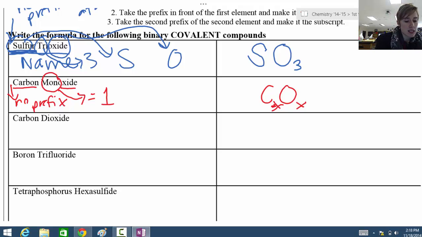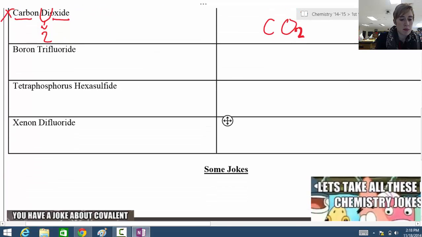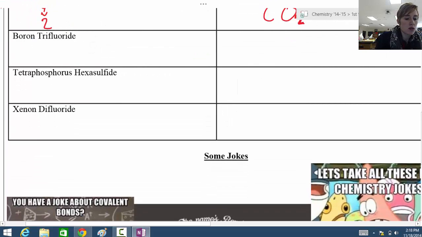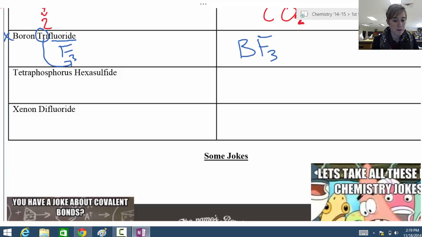Now let's look at carbon dioxide. Again, we have carbon and oxygen, so I write CO. There's no prefix in front of carbon, so I don't put a number next to carbon because that represents 1. But the di in front of the oxide means that I have 2 oxygens, so I put a little 2 here to represent that there are 2 oxygens for every 1 carbon. Let's move on to the next example, boron trifluoride. There's no prefix, so I just write B. Tri means 3, and fluoride means fluorine, so there are 3 fluorines. So I write BF with a little subscript 3.